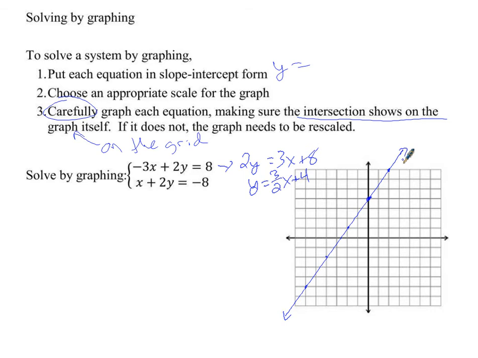Very carefully, very accurately draw in that line. Then we move on to the second equation. I'm changing to red. I need to get y by itself here. You will need rulers every day in this chapter. Subtracting x from both sides gives me 2y equals negative x minus 8. Divide both sides by 2 and I get y equals negative 1/2 x minus 4.